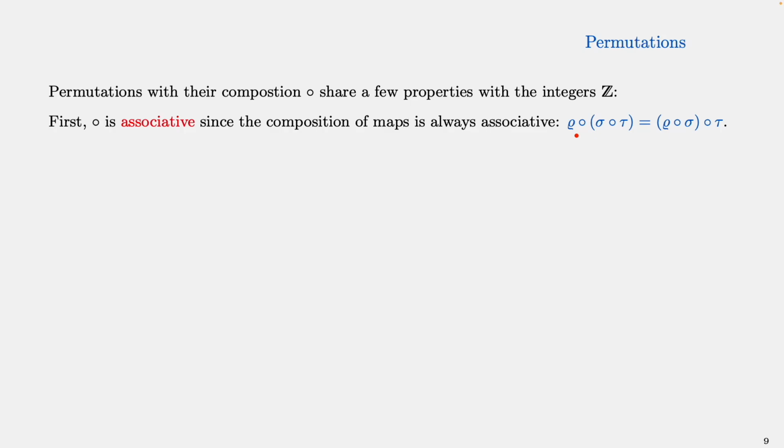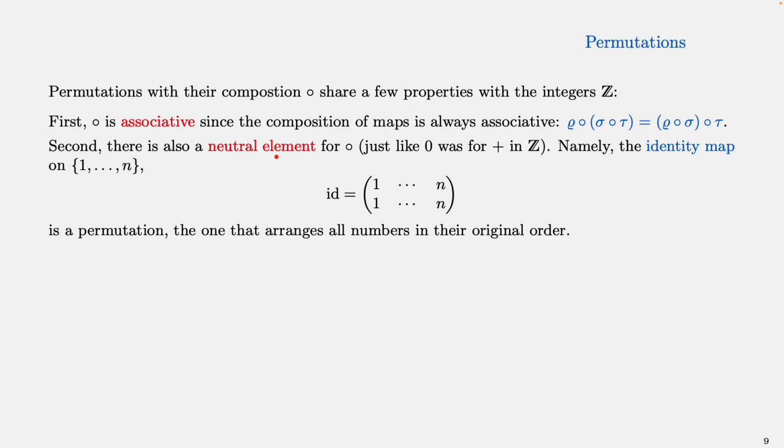So if you compose rho with the composition of sigma and tau, it's the same as if you take the composition of rho and sigma and compose it with tau. That's just a standard property of maps, so nothing particular about permutations gives you this associativity property, but it's just because permutations are maps. Then we also have a neutral element for this composition, just like 0 was the neutral element for the addition in Z.